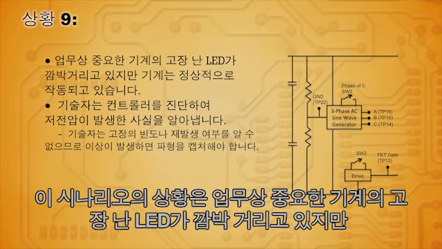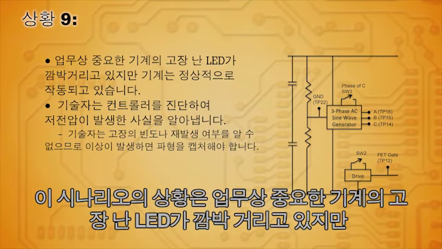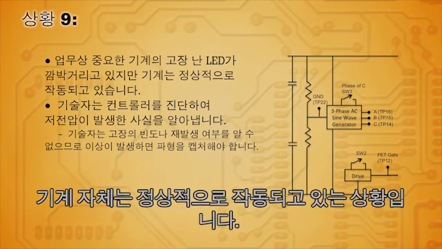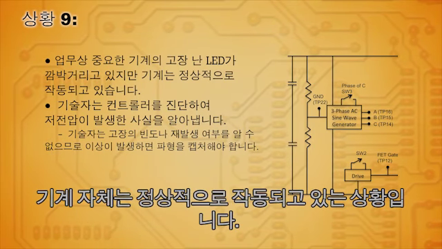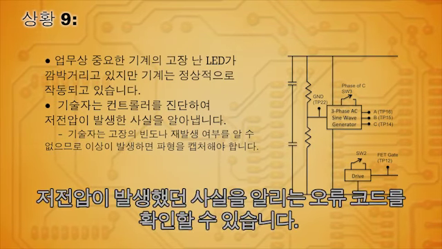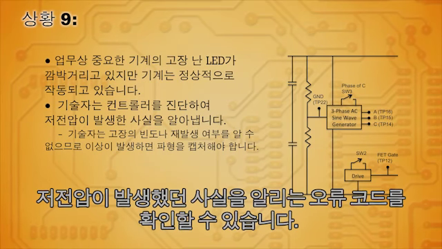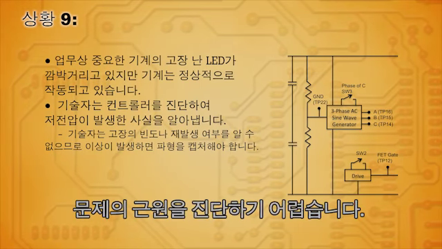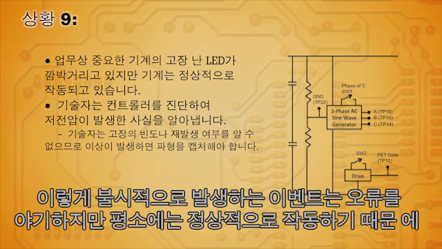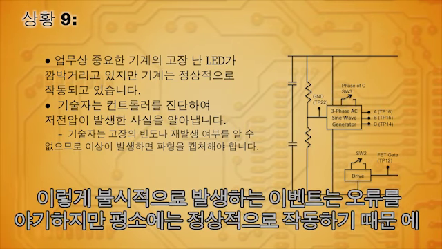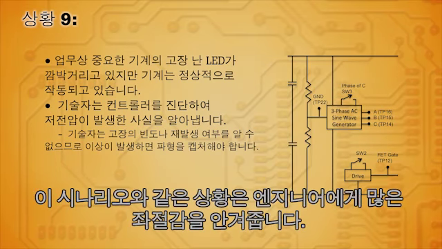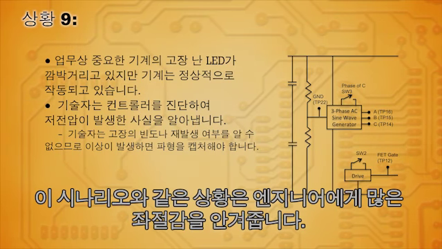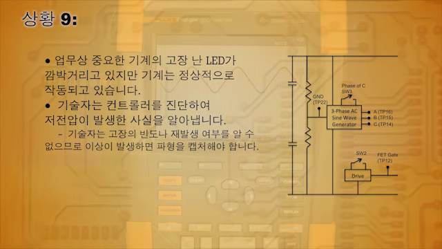Here we have a scenario where you have a critical machine with a fault LED flashing, but the machine is continuing to operate normally. Diagnosing the controller, you find the error codes indicate there has been a low voltage condition. Since you don't know when the fault occurred or how often it's happened, it's difficult to diagnose the root of the problem. This is one of the most frustrating circumstances for an engineer, these random events that cause an error but allow for otherwise normal operation.